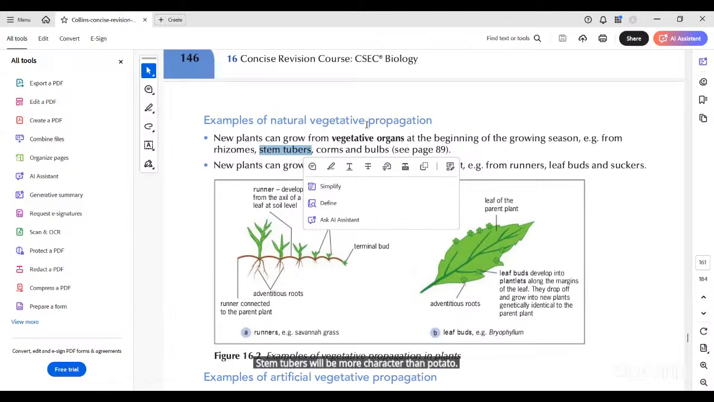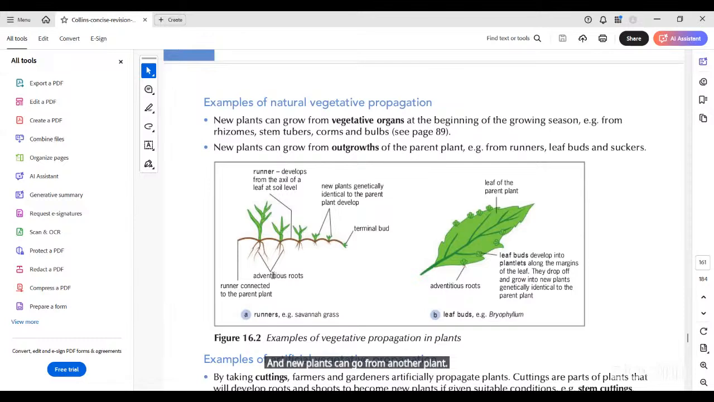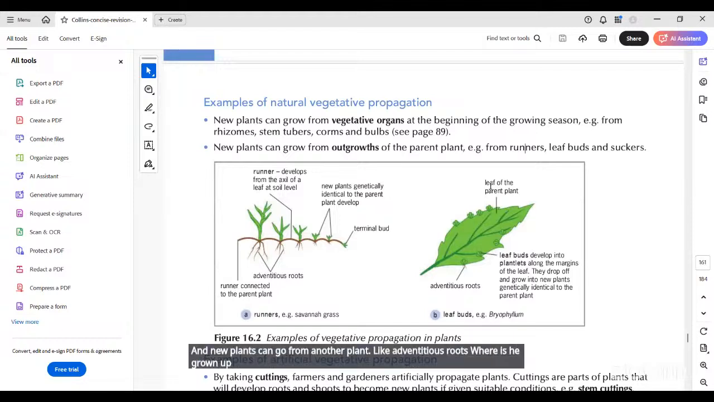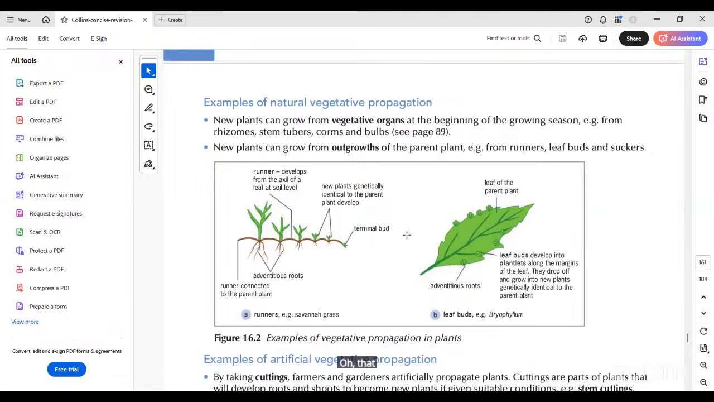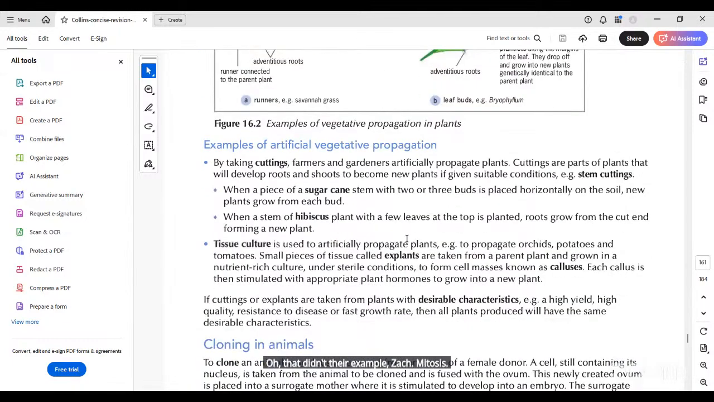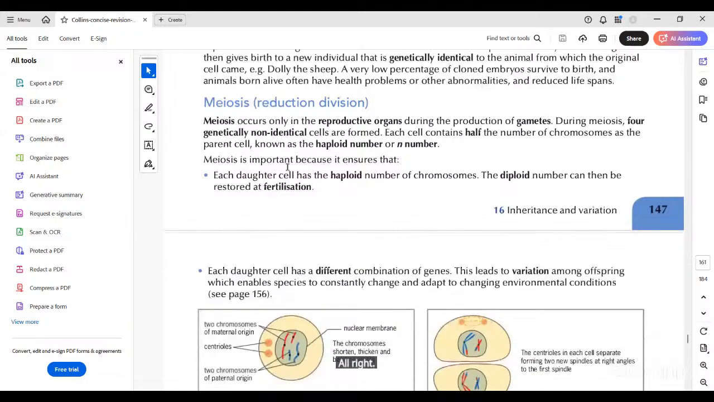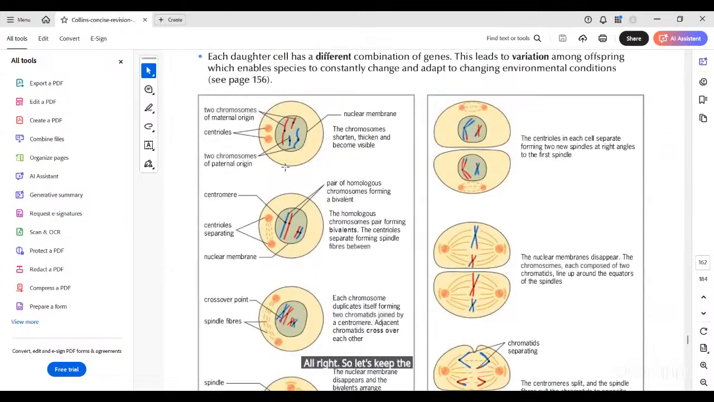So all of these are examples of mitosis because we see where they are similar. You ever seen a ginger look different from the other? Not really. They might look different in sizes, but they are the same. And new plants can grow from another plant, like adventitious roots, where you see runner grass, long and connected. All of them are examples of mitosis. So we're going to skip the tissue culture and now run up into meiosis.